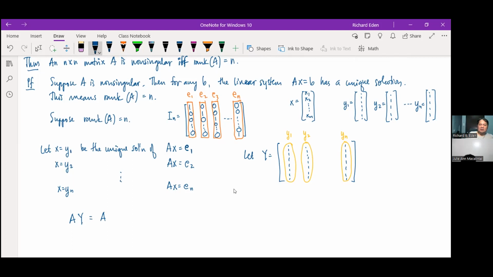And then, nung Y, you have, okay, itong first column, Y sub 1. From first column, y sub 2, until the very last column, y sub n. Okay.